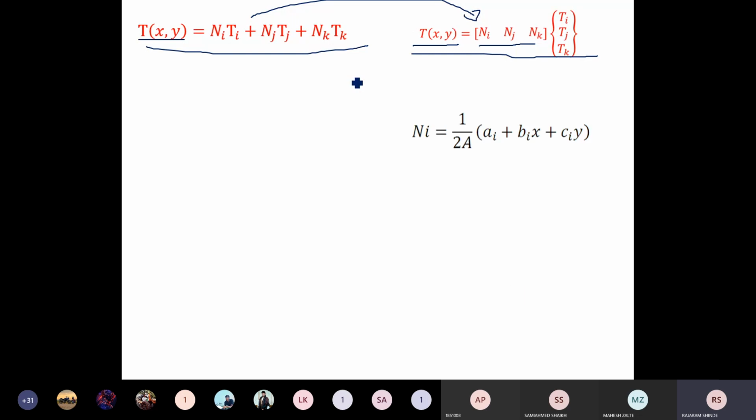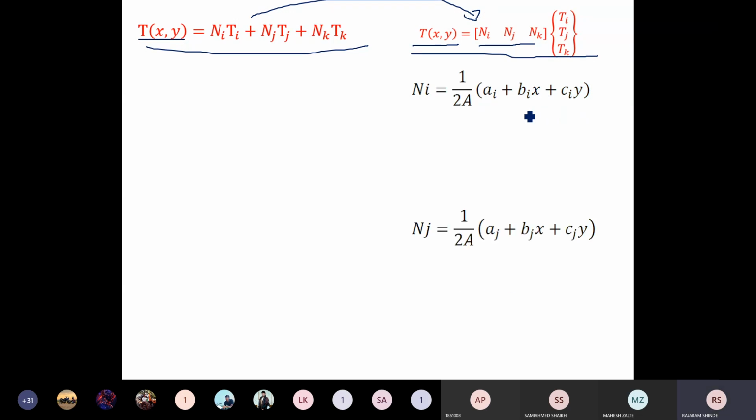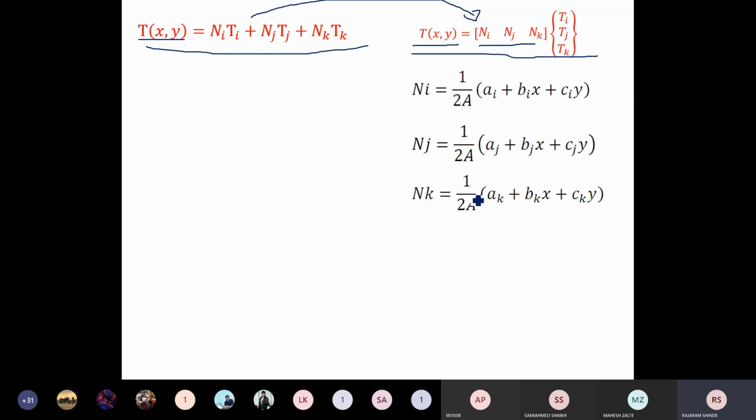After that, first we have to calculate the shape functions. Now you know the equation: Ni is equal to 1 upon 2A into (ai plus bi x plus ci y), Nj is 1 upon 2A into (aj plus bj x plus cj y), and Nk is 1 upon 2A into (ak plus bk x plus ck y). Now first we have to calculate the 2A, because this is a common term and it is a must for the calculation of all shape functions. Now for 2A we have this triangular element. In the problem, node i is at 5, 4, node j is at 8, 6, and k is at 4, 8.